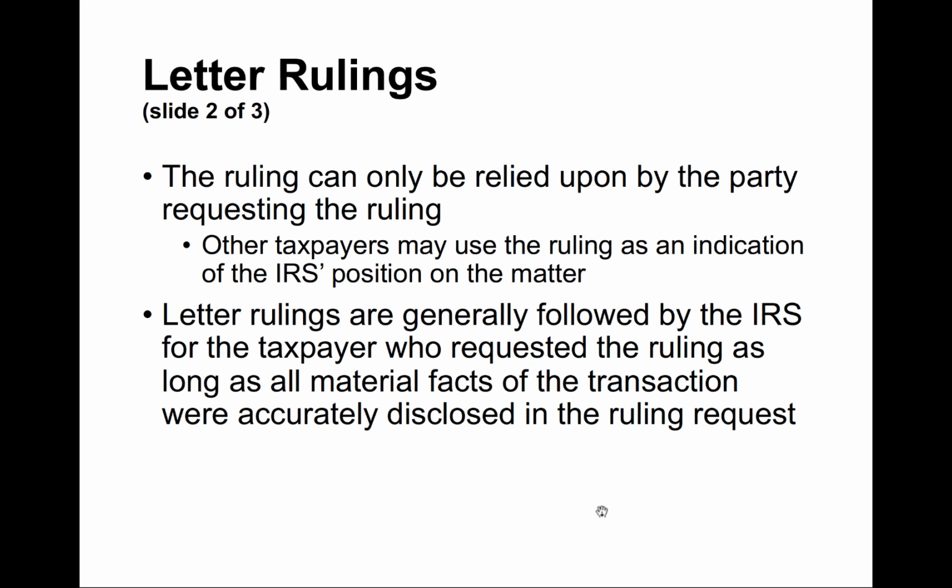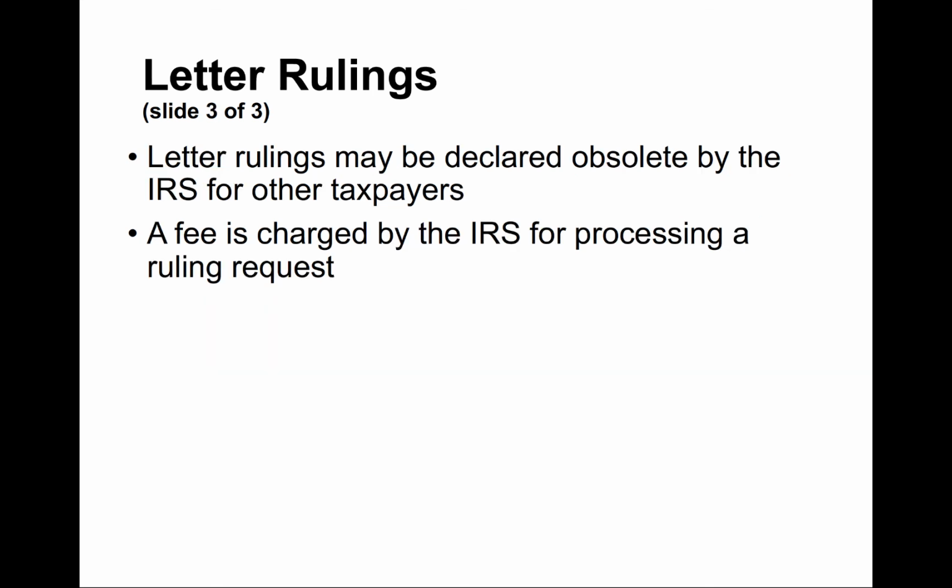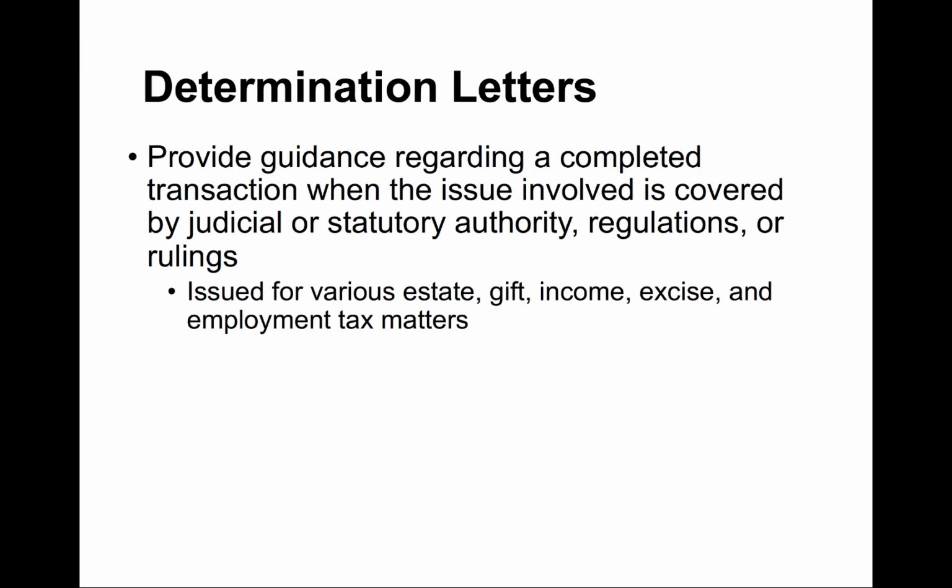These are generally followed by the IRS for the taxpayer who requested, so long as material facts of the transaction are accurately disclosed. So what they're saying is that, let's say you request a letter ruling and you change around the facts just a little bit. Well, the IRS will follow the ruling, even if it's in the taxpayer's favor. But let's say that there was one fact that was changed around. The IRS can say, "Hey, that's not exactly what the letter ruling said, so we can actually go a different way." A fee is charged, as I mentioned. They're not applicable to other taxpayers.